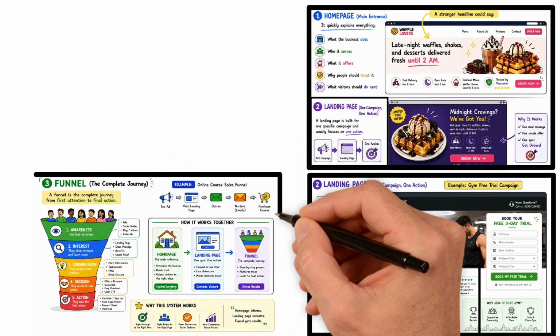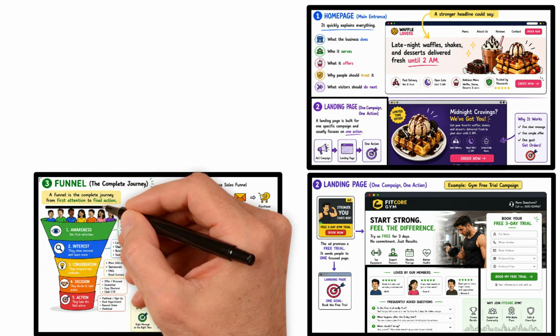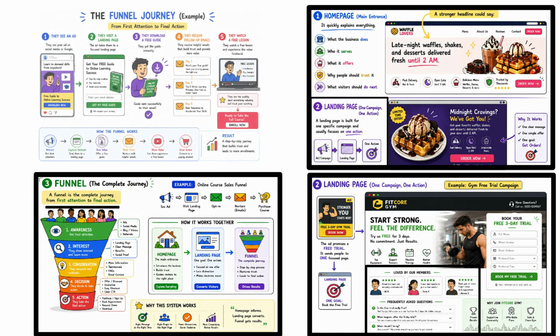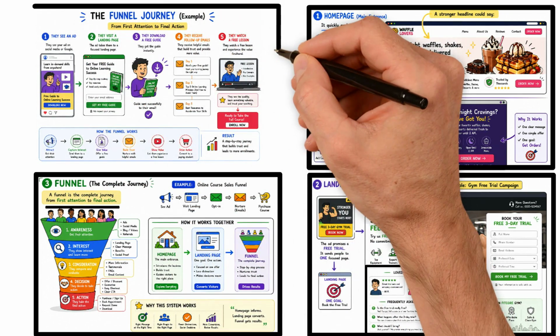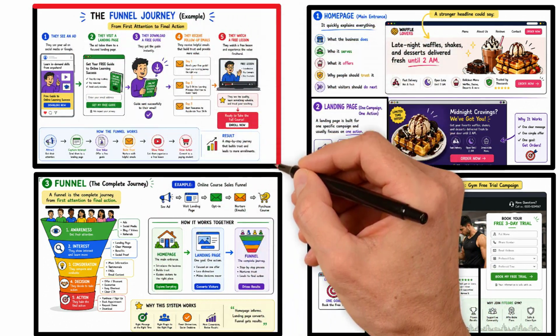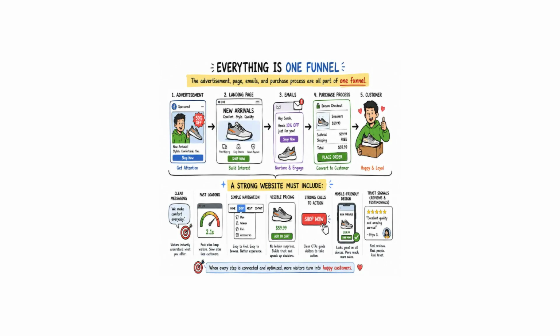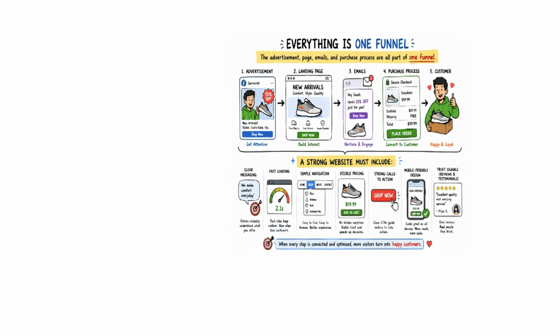The third part is the funnel. A funnel is the complete journey from first attention to final action. For example, someone sees an Instagram advertisement. They visit a landing page. They download a free guide. They receive follow-up emails. They watch a free lesson. Then they buy the full course. The advertisement, page, emails, and purchase process are all part of one funnel.